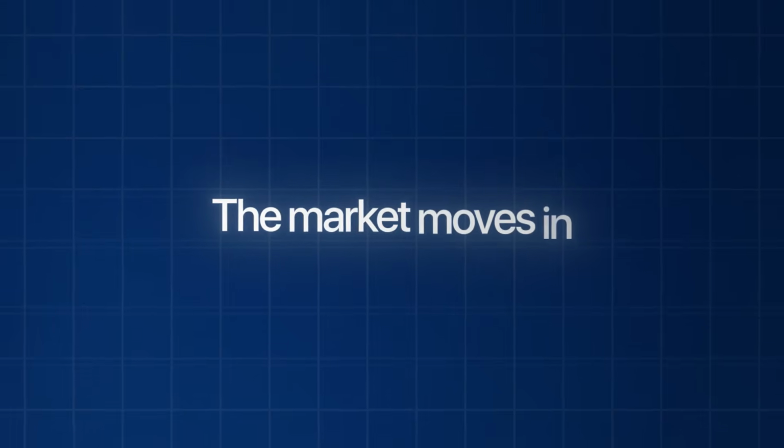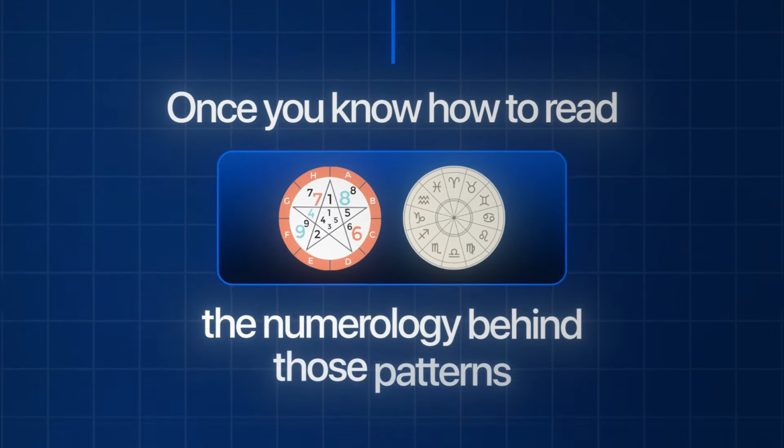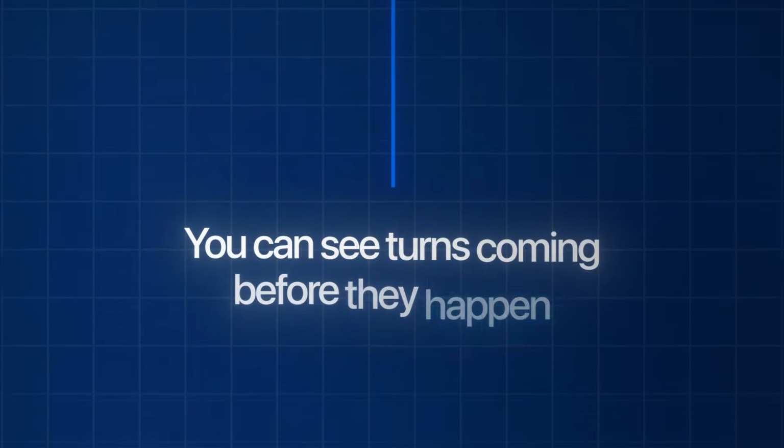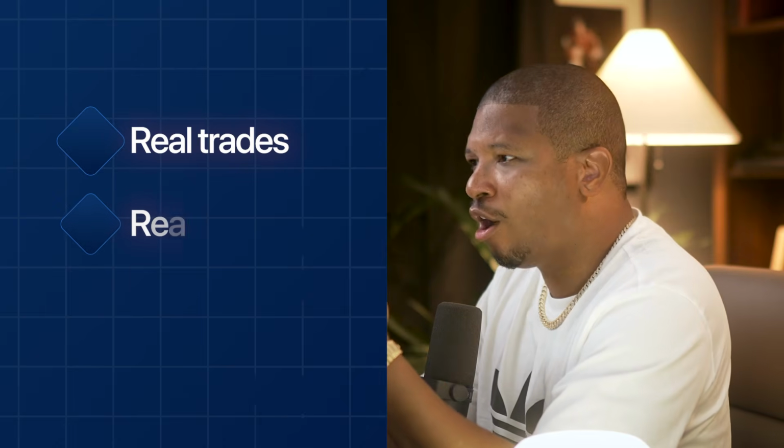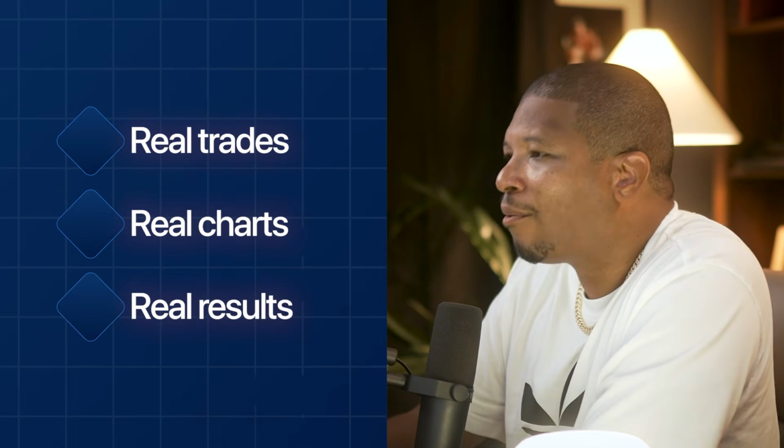The market moves in mathematical patterns. And once you learn how to read the numerology behind those patterns, you can see turns coming before they happen. So I showed you that today with real trades, real charts, real results. So you can take what you saw in this video and start applying it right now. Pull up any chart, track the numbers, and start looking at the sequences that I walked you through.